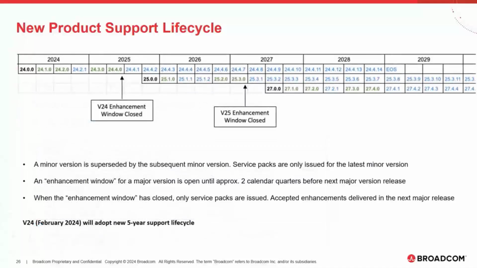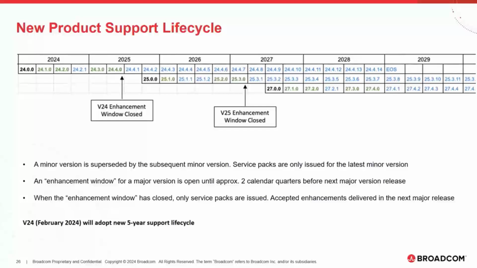This example timeline shows what a future release cadence could look like. After version 24.0.0, we would release subsequent minor versions. Service specs are only issued for the latest minor version. We will deliver new features as part of these minor versions, but will stop doing so approximately 2 calendar quarters or 6 months before the next major version release.